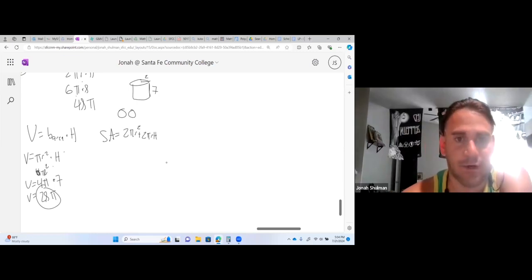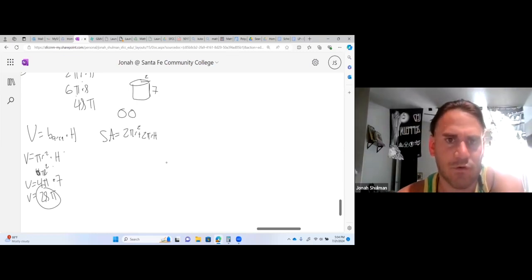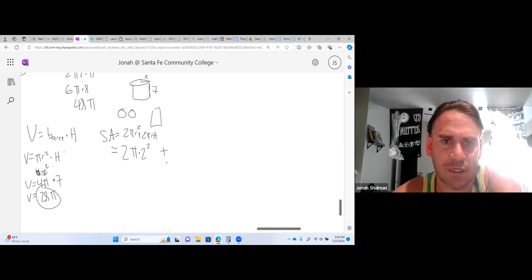Let's do the surface area. So that would be if we want to fill the cup or the cylinder. So the surface area is 2 times pi times 2 squared plus. So this is for the top and bottom circles. This is for the rectangle. So 2 squared is 4. So we have 4 pi, but we have 2 of them, 2 circles, so that's why we double it. So 8 pi is the area of both circles. They're both 4 pi each.